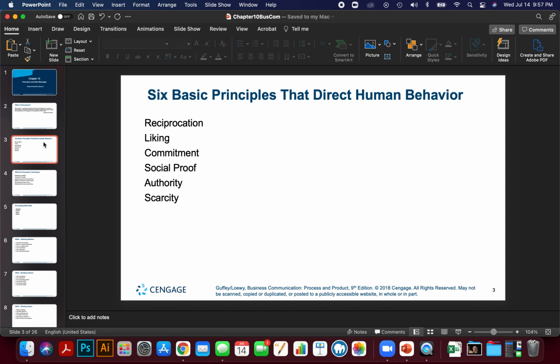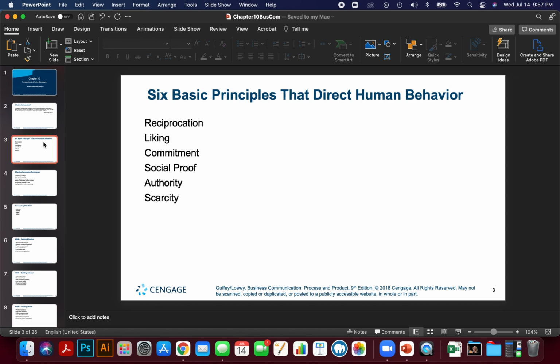And the six examples of this are reciprocation, meaning that doing something for somebody so that they reciprocate, liking something, commitment, social proof, again, making sure that your friends and family are all on board. That kind of helps persuade people to do things. Authority. I mean, think about it. You're watching this video right now because your professor told you to. So authority is something that you're responding to that directs your behavior.